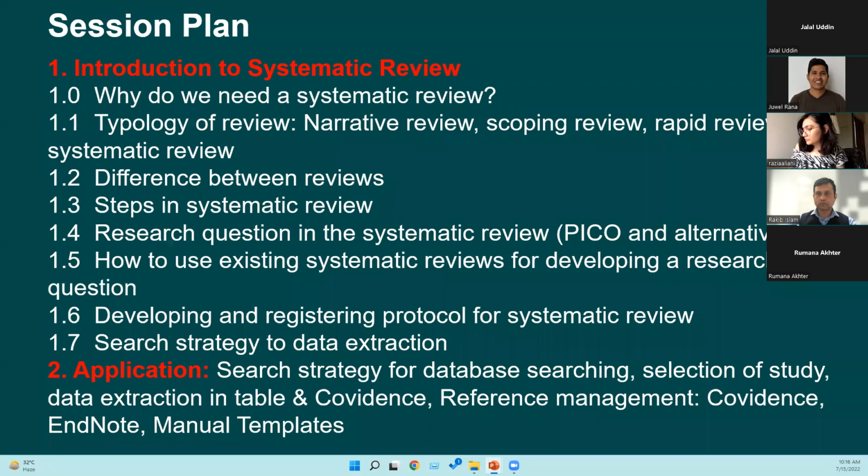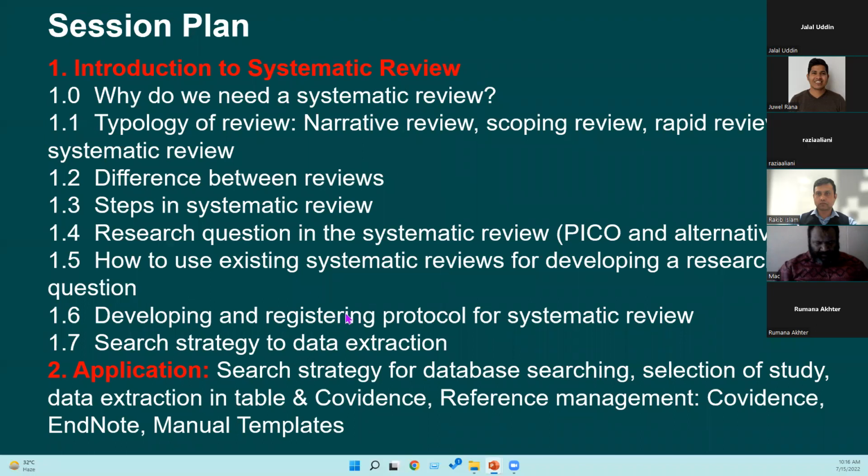And then what are the steps in a systematic review? Then we'll be talking about how to develop a systematic review research question, so basically the PICO, and what the other alternatives are for that. Then very briefly, how to use existing systematic reviews for formulating a systematic review question or to update it. And then how you can develop and register your systematic review protocol, because this is one of the preconditions to get published in a really good journal, as well as to maintain standard systematic review procedures. So that's why registration of a systematic review protocol, like a randomized control trial, is really important.